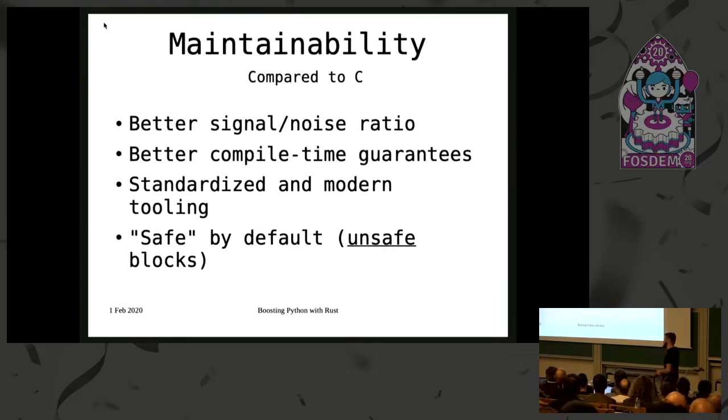So compared to C, maintainability is a lot better. It has a better signal-to-noise ratio. That means that more of the code that you write actually is the algorithm that you're trying to do and has less to do with just freeing up memory and getting segmentation faults. You have better compile time guarantees, which boils down to the same thing. You have standardized and modern tooling in the form of cargo and auto-formatting and a test suite, for example. And it's safe by default, by some definition of safe, with a few escape hatches, which are very easy to grep, like the unsafe blocks and a few others.